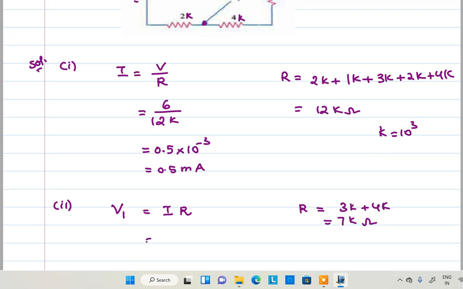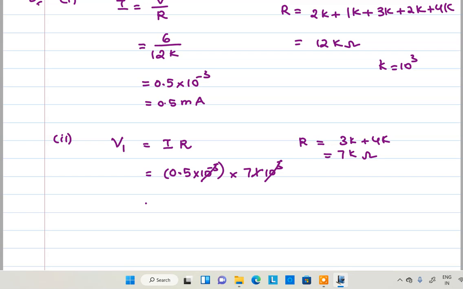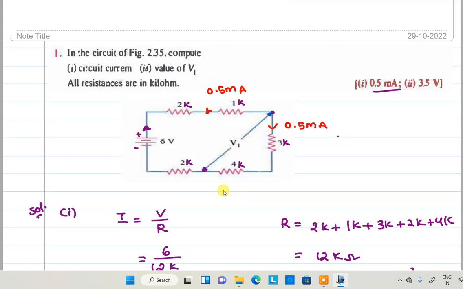So I is equal to 0.5 milliamperes, 10 power minus 3, into R, 7 into 10 power 3. 10 power 3 and 10 power minus 3 get cancelled. 7 into 5 is 35, that is 3.5 volt. What is the answer now? 3.5 volt. So this is about the first problem.